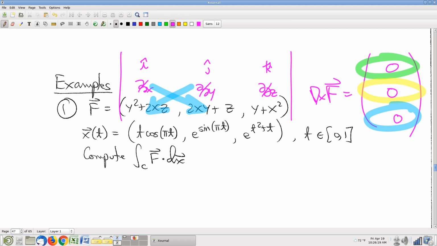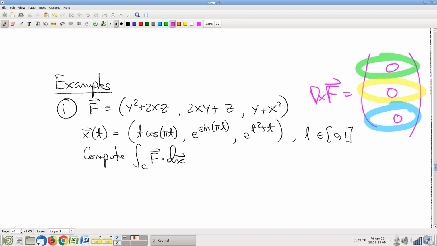In practice, like I say, you don't really need to write this down. Just remember the structure, and then in your mind, you're like, okay, well, let's see that first component. I need to take that y partial minus that z partial. Okay, so there's my curl.